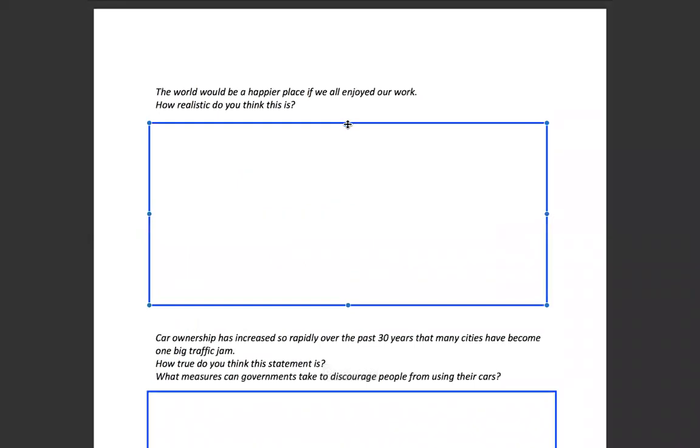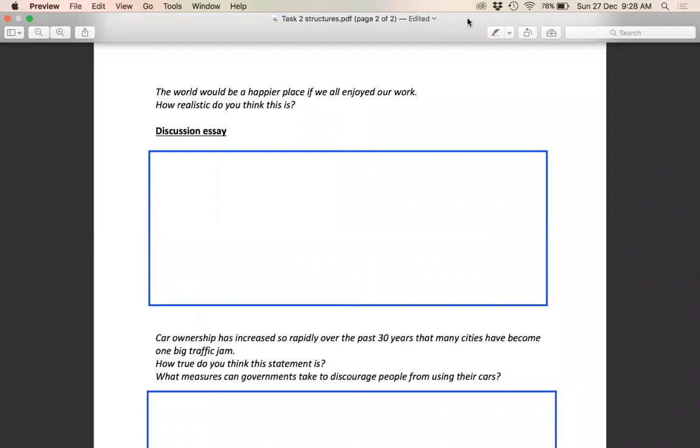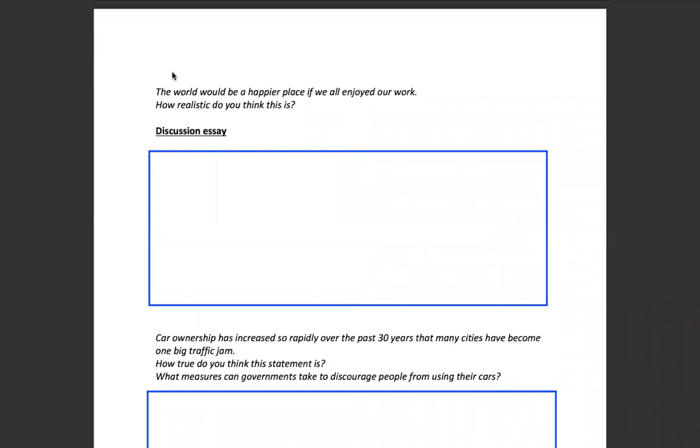Right, this is a discussion essay. They give you a statement and then they ask you to discuss it. So you may not have the word discuss in the question, but they're saying, how realistic do you think this is? So this means that they're asking you to discuss different sides. Okay, maybe you think it's realistic, maybe you think it's not realistic, but you need to discuss the different sides.